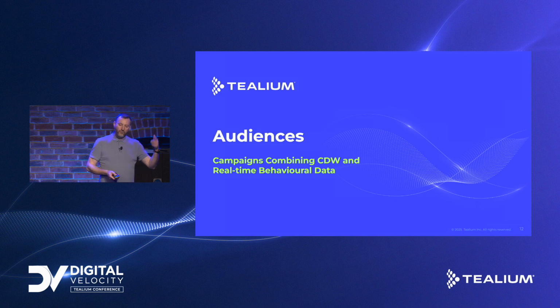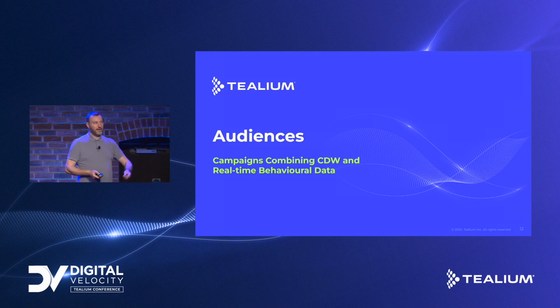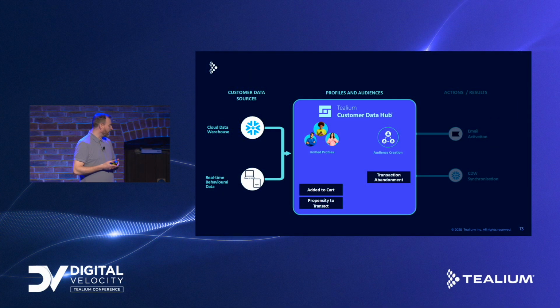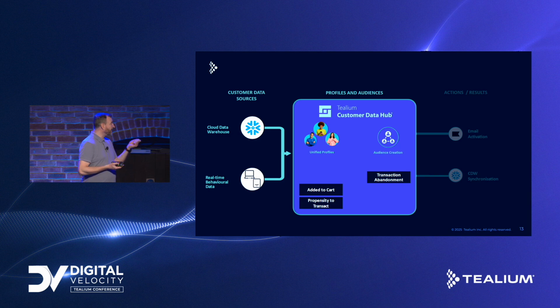So let's have a look at how real-time behavior and the actions people are taking combine with the Cloud Data Warehouse AI data that I've got. Back at our data flow, we've now got real-time behavioral data at the bottom there, telling me in real time what people are doing on the website. I've got my propensity to transact, which has come in from the Cloud Data Warehouse. We'll bring it together in an audience to target those that abandon a transaction.